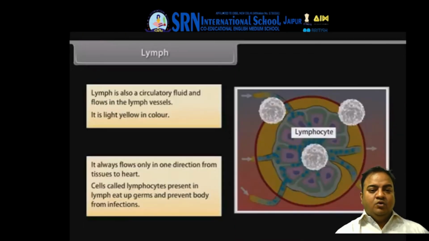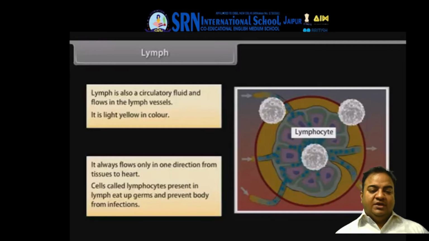Now let us study about lymph. Lymph is also called the circulatory fluid. Whenever blood oozes out from the arteries, the red part remains in the arteries and the veins, but a colorless yellowish liquid comes out of the arteries and the veins, and this is called lymph.